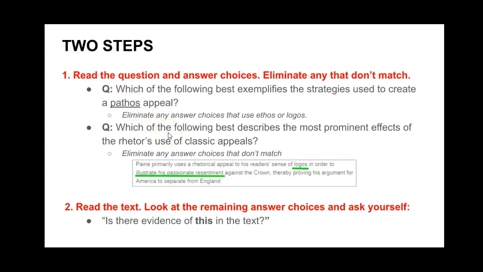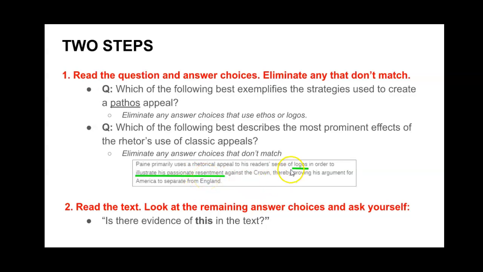Second, you can eliminate any answer choices that don't match. So, for example, in this question, which of the following best describes the most prominent effects of the rhetor's use of classic appeals, right? So you need to identify the appeal and the effect, like what effect did that have on the audience, or what effect did that have on that speaker and how they use language. So this answer choice here says Paine primarily uses a rhetorical appeal to his reader's sense of logos in order to illustrate his passionate resentment against the crown.